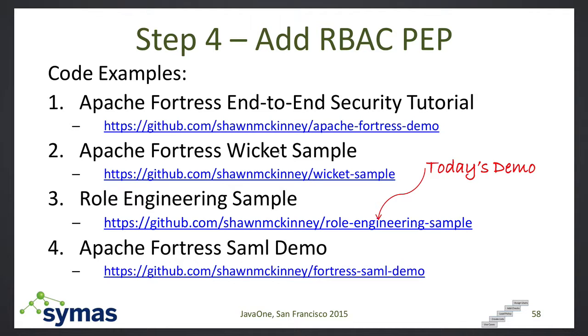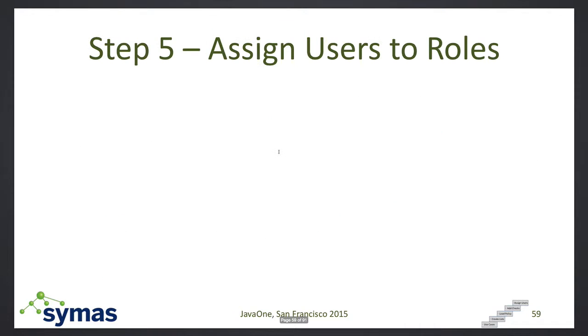Or if you want a more complete coverage of end-to-end security, look at number 1, the Apache Fortress end-to-end security tutorial. Number 2, the Apache Fortress Wicket sample, is more about how you integrate your Java web application with a system like Apache Fortress. So it's more about integration, not so much focusing on the how-to of security. And finally, number 4, the Apache Fortress SAML demo shows you how you can combine something like SAML 2.0 authentication with role-based access control authorization. All samples are available for you to try out. I encourage you, if you have interest in this area, to take a look.